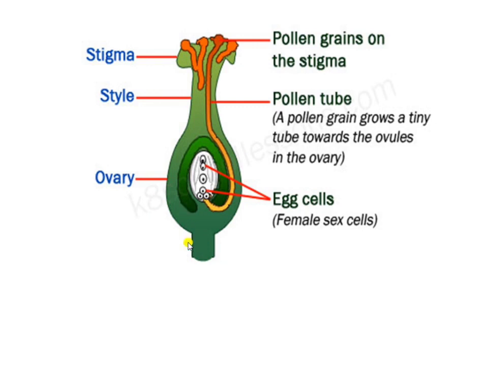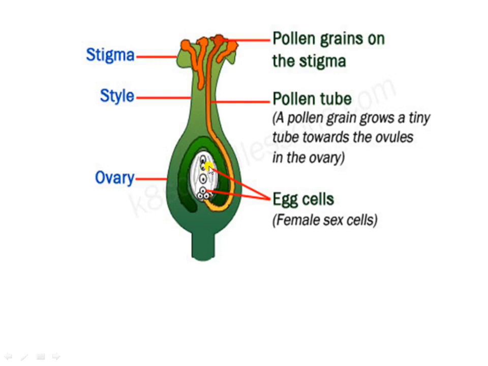You can easily understand this fertilization by this picture. Firstly, what will happen after pollination? When the pollen grains land on the stigma, a pollen tube arises from the pollen grain. Here the pollen grains are present, and from a pollen grain a tube arises. Each pollen tube has a male gamete.